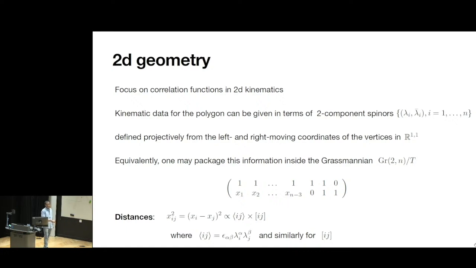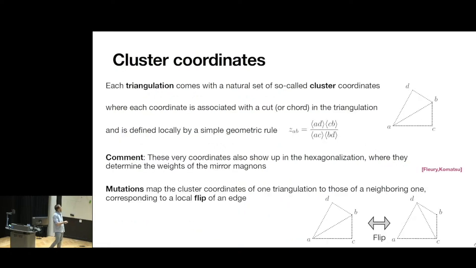And we need both of them to reconstruct the actual distances in the problem. So the actual distances are the product of these two types of angle brackets that we get by just doing spinor contractions here. Okay. So I should say, the conformal group here is acting just as SL2 times SL2 on this object. So this is the great thing about these variables, which is that we can just linearize the action of the conformal group on them.